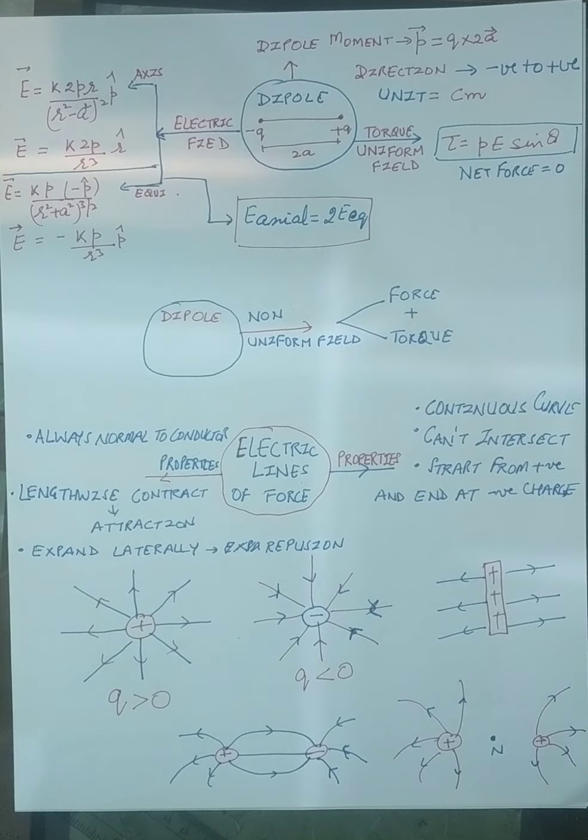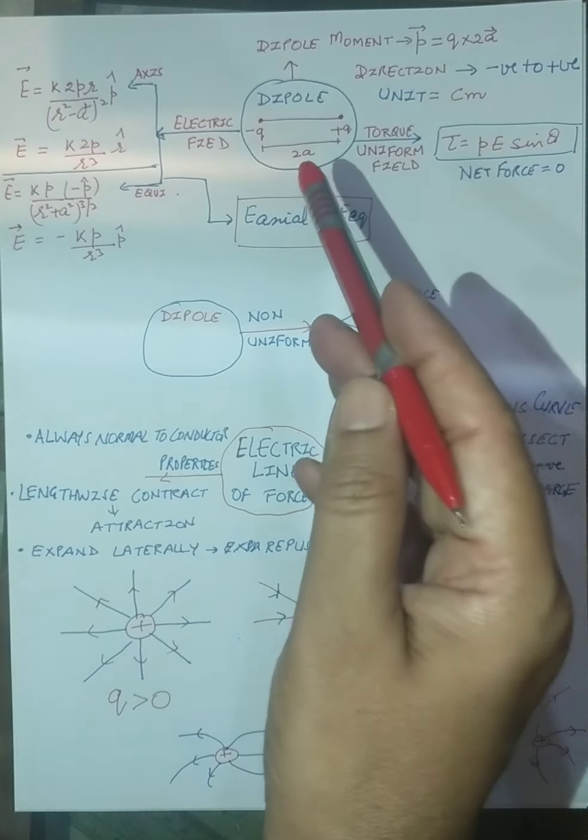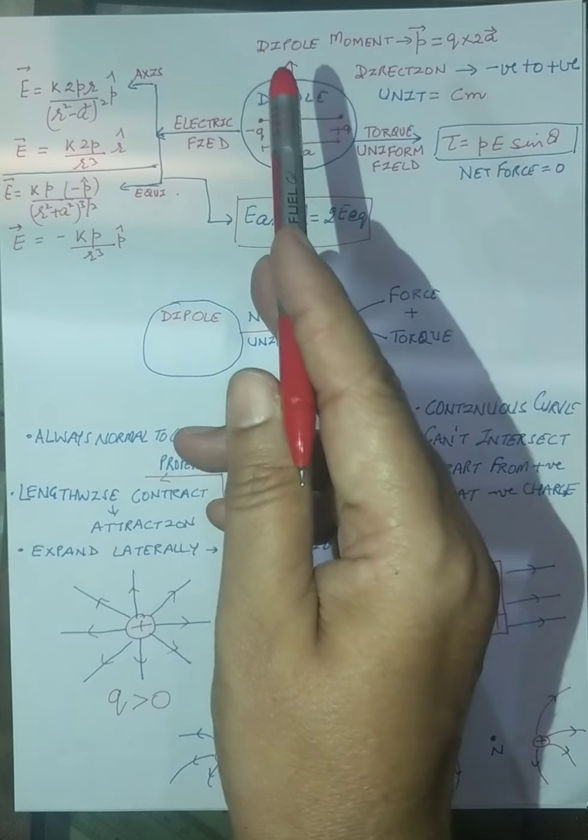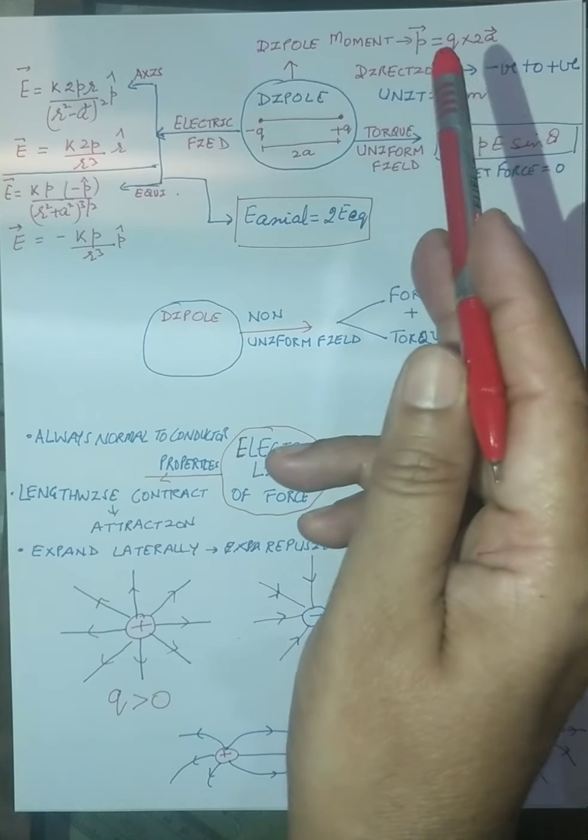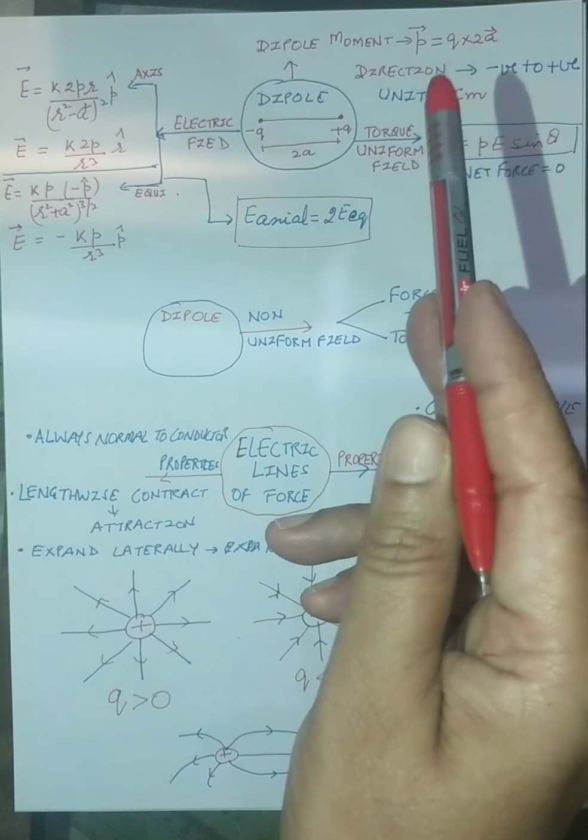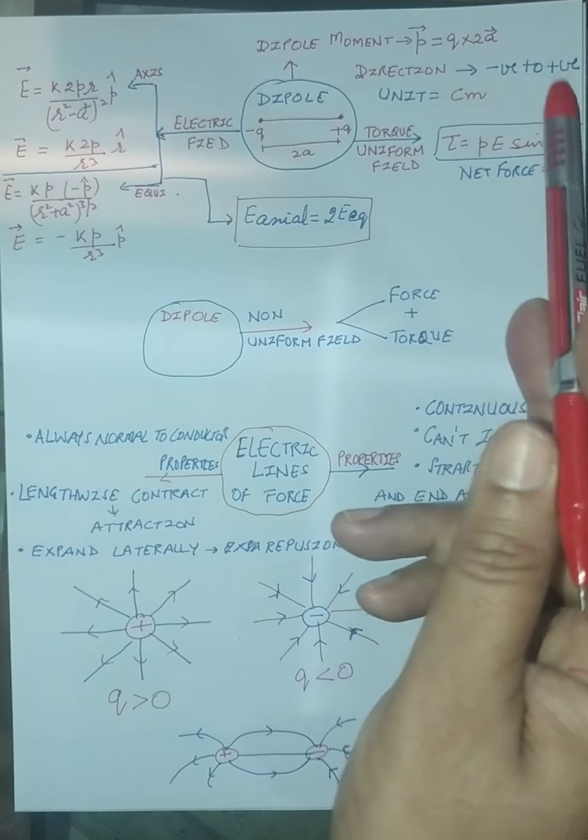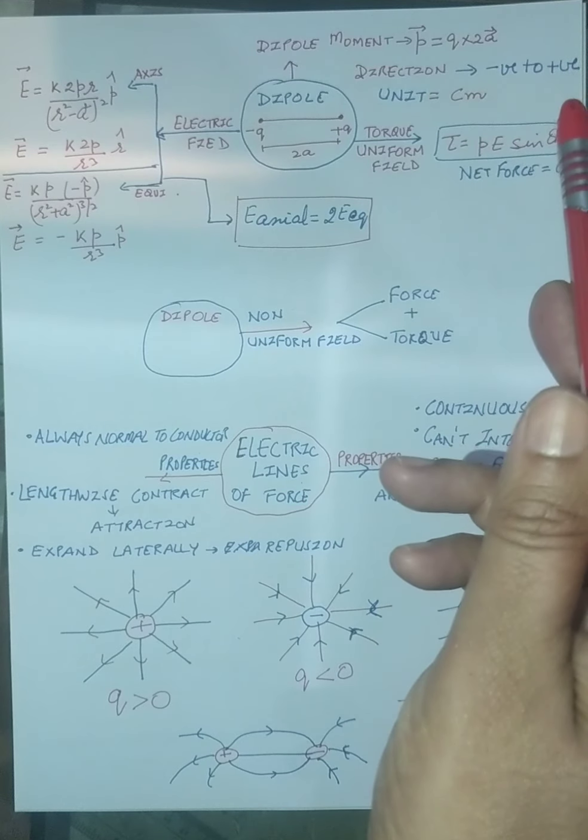Okay, so in this class, we'll study the dipole and electric lines of force. So what's a dipole? A dipole is a system of two equal and opposite charges, that is minus q and plus q, separated by a small distance 2a. Then we have studied the dipole moment. Dipole moment is the product of one of the charges and the length of the dipole, and we have taken the length of the dipole as 2a. The direction of the dipole moment is from the negative charge to the positive charge, as dipole moment is a vector quantity and its unit is coulomb meter.